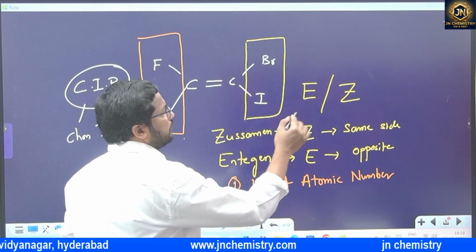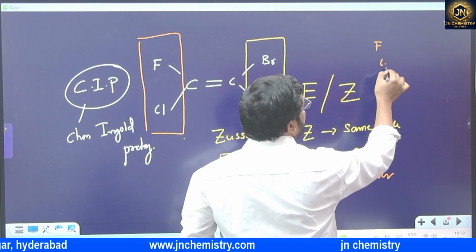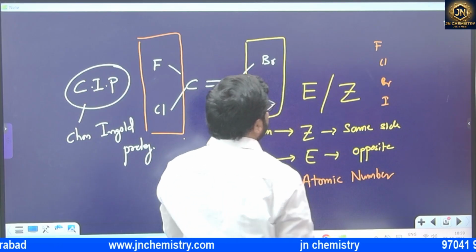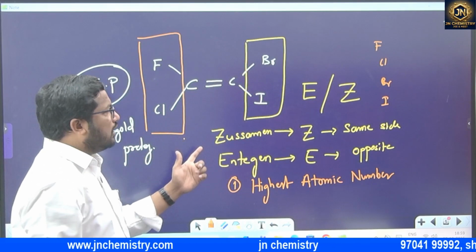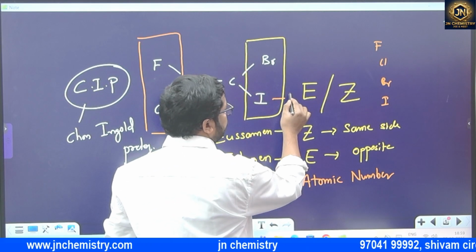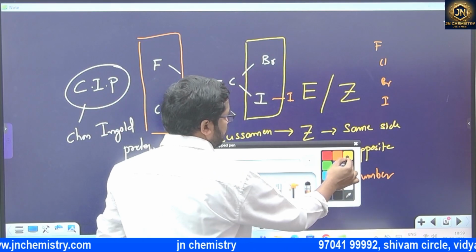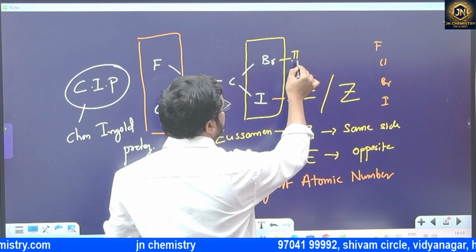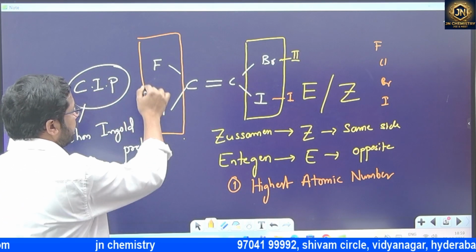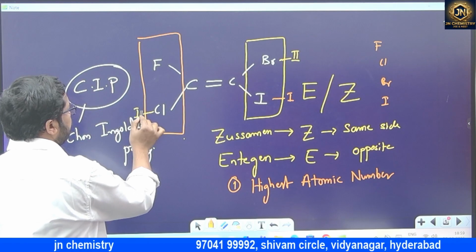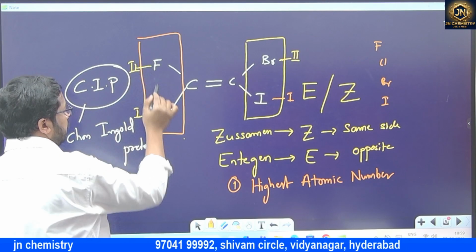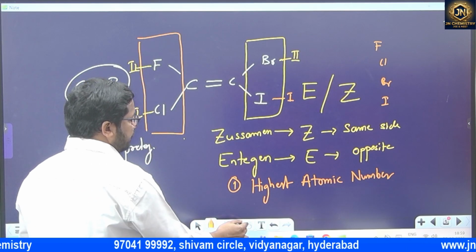We know, from top to bottom: fluorine, chlorine, bromine, iodine. So which is the highest atomic number? Iodine. Iodine means this is first, then this is second. In this case, fluorine and chlorine: chlorine is first, fluorine is second.